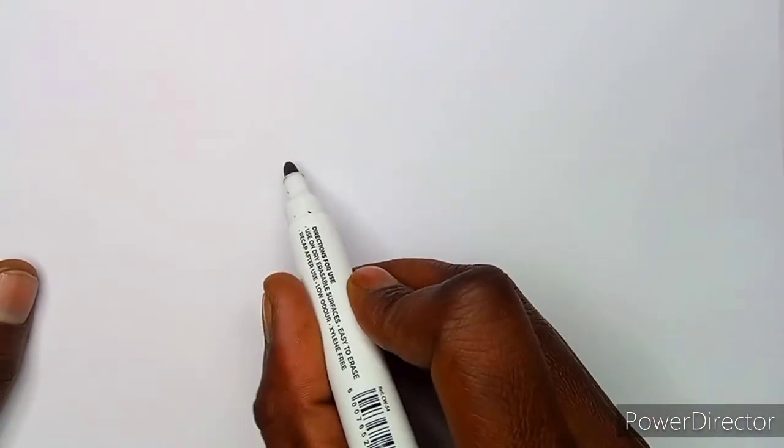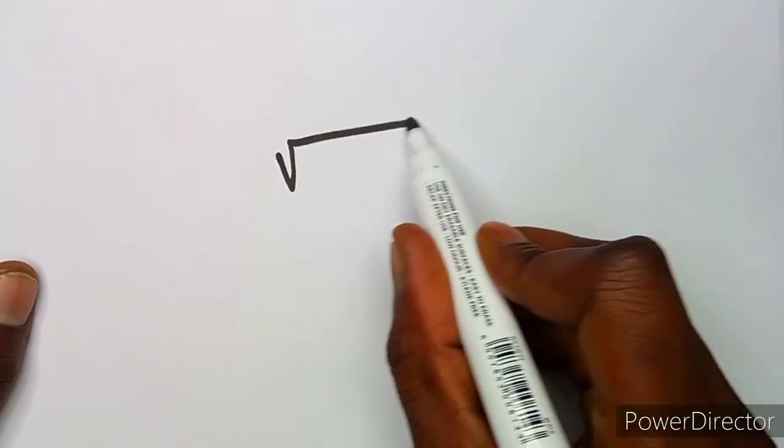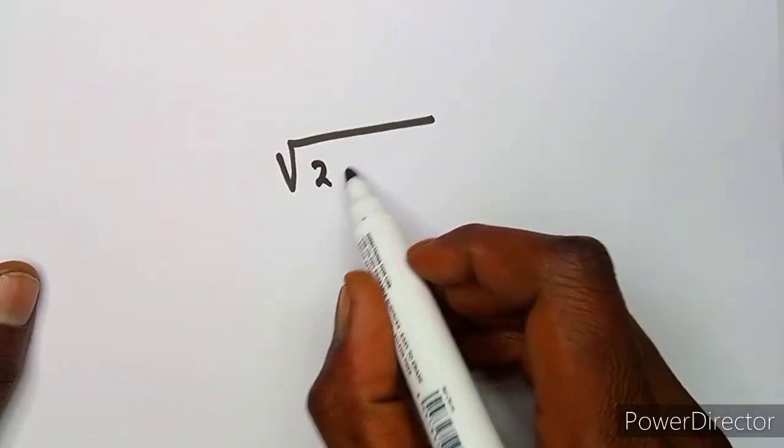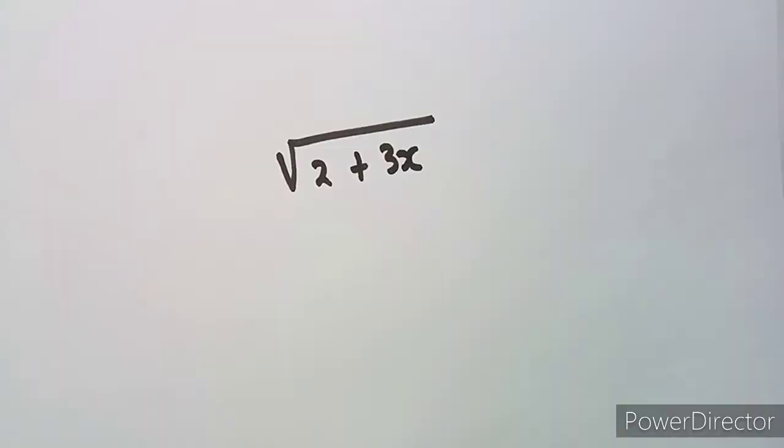So another part, which is the last part that they can give you, is having this question under the square root. Still, you apply the same concept like this one. Square root of 2 plus 3x is another format that you're going to have when you're given a square root.